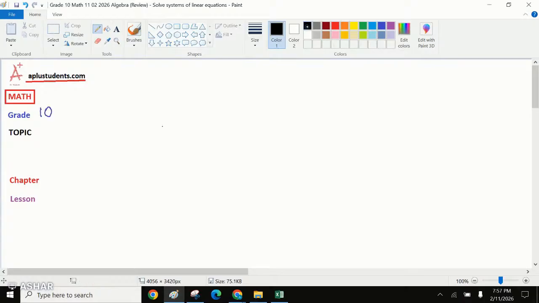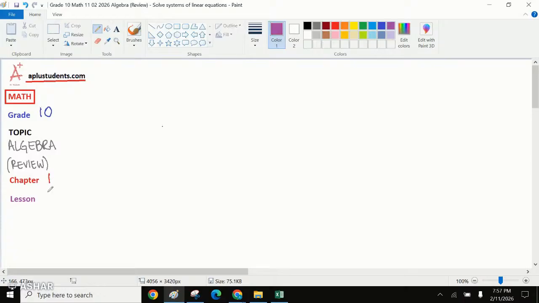The name of the topic for today is algebra, and we are going to review, or revise, the basic topics that we have done earlier. The chapter number is 1 and the lesson number is 7.